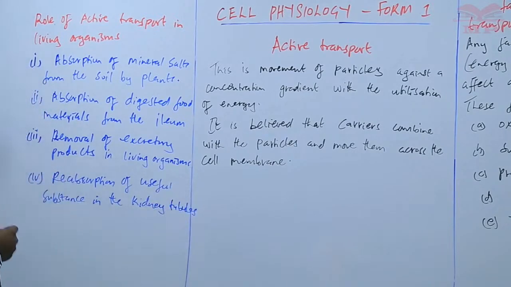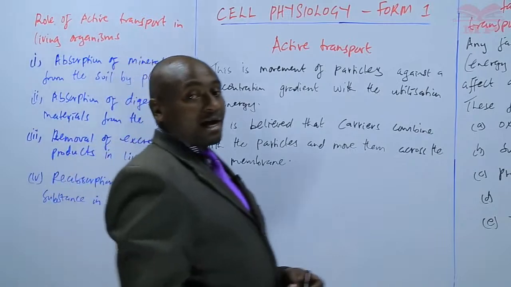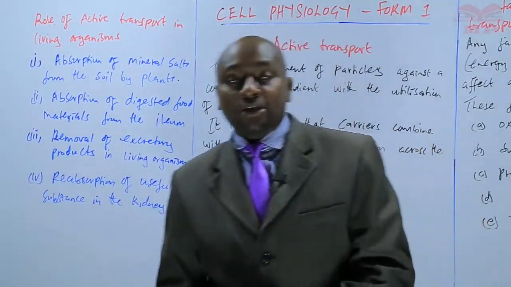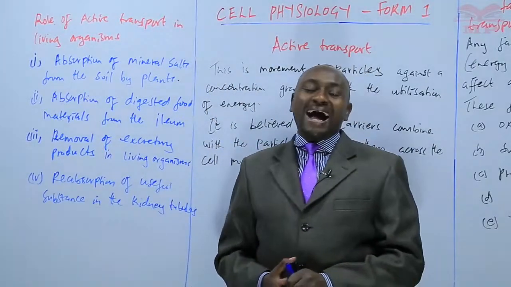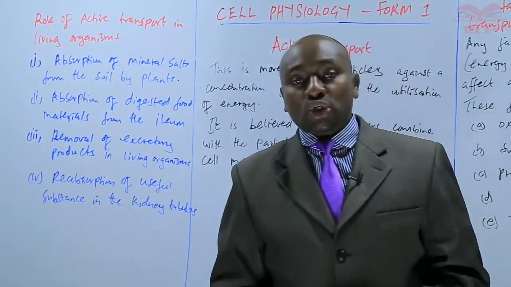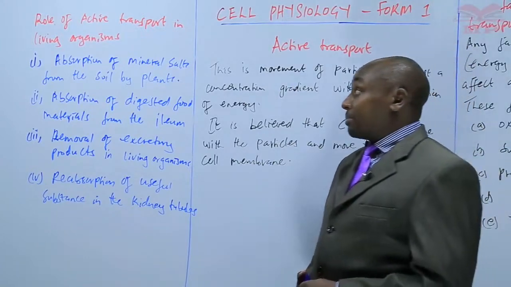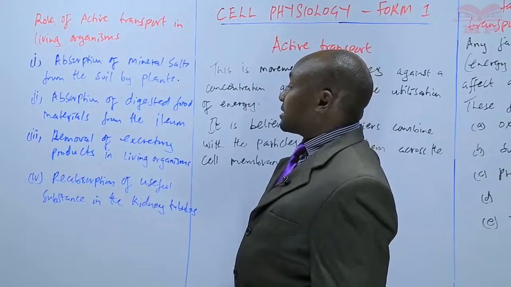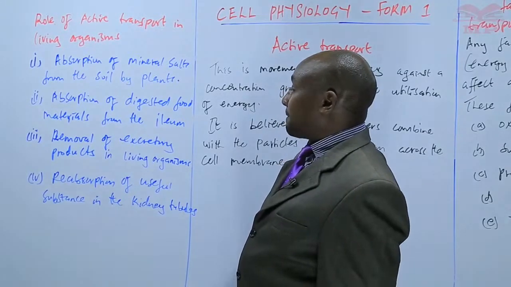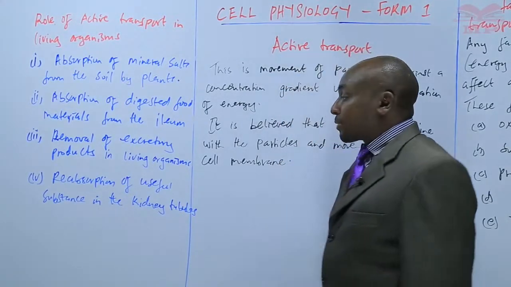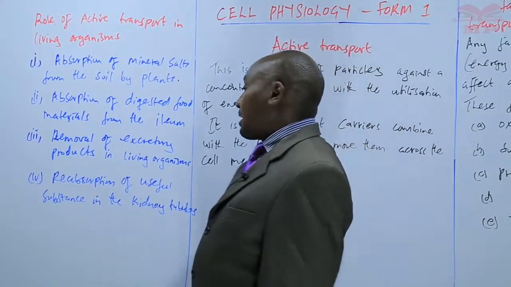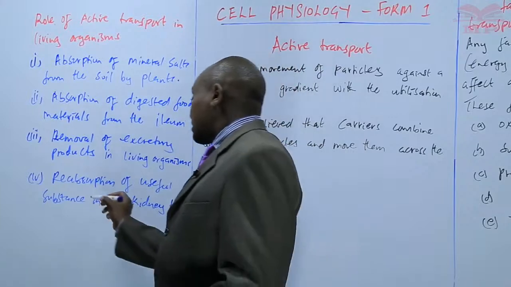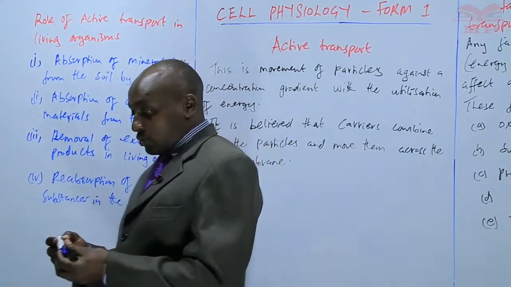So all those are processes that involve active transport. They are processes by which the particles or the molecules move against a concentration gradient. Absorption of mineral salts from the soil by plants, absorption of digested food materials from the ileum, removal of excretory products in living organisms, and reabsorption of useful substances in the kidney tubules.